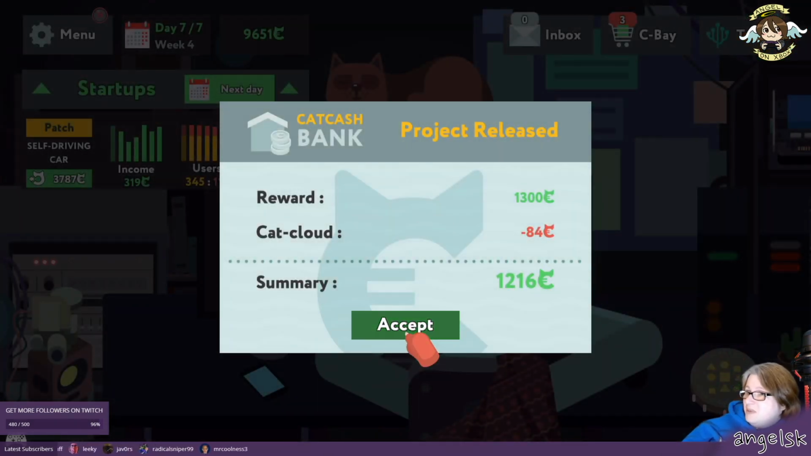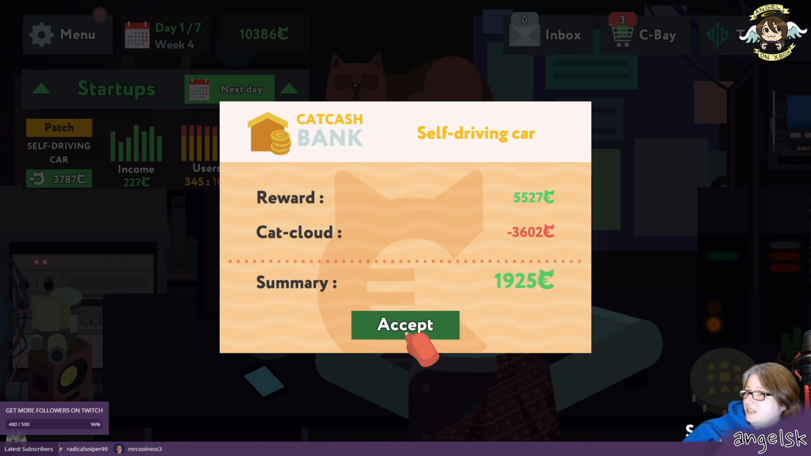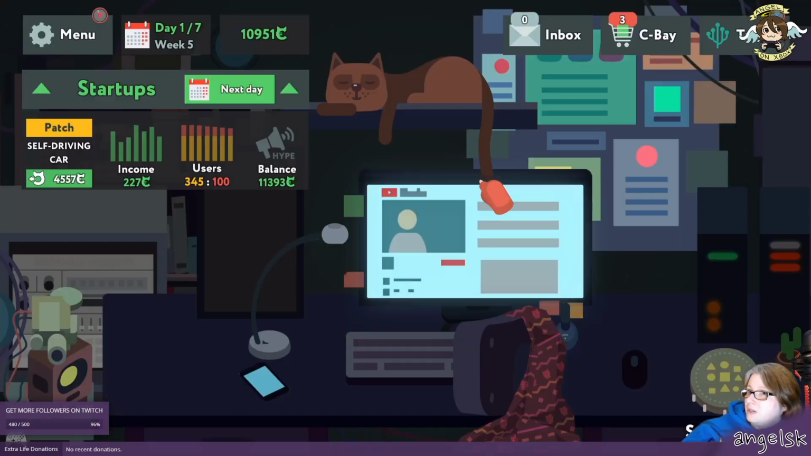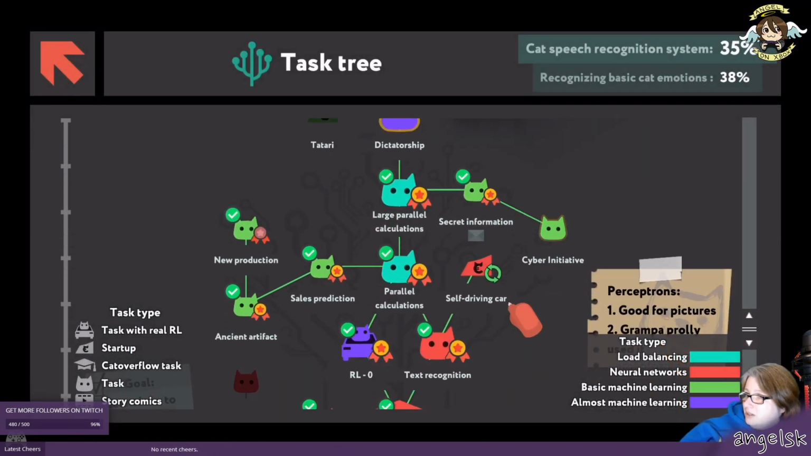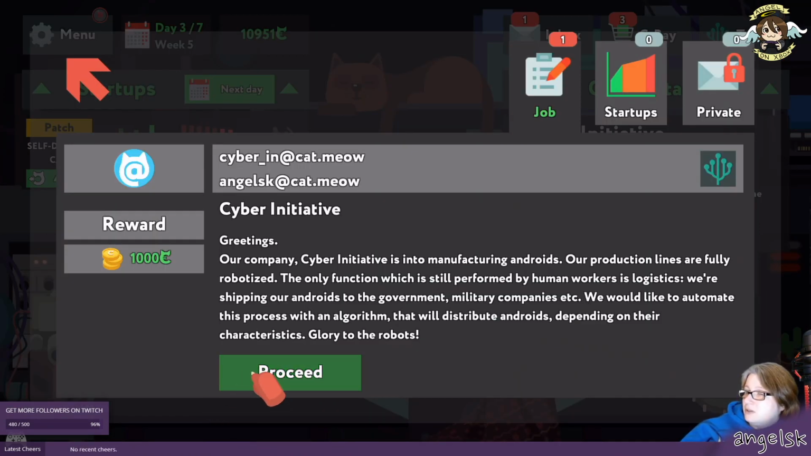Would get the Beat the Devs achievement again if I hadn't already done that. Alright, my self-driving car is making more money. So, yep, I could now cash out at more than I invested. I invested 4,000, so as long as I can get 4,000 out of it, then that's good. So, I'll take it as a win if I can increase my thing there. Okay, cyber initiative. Okay.